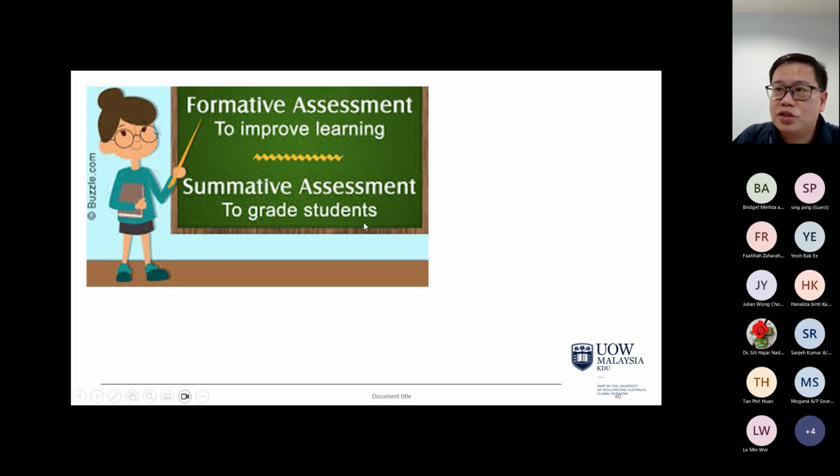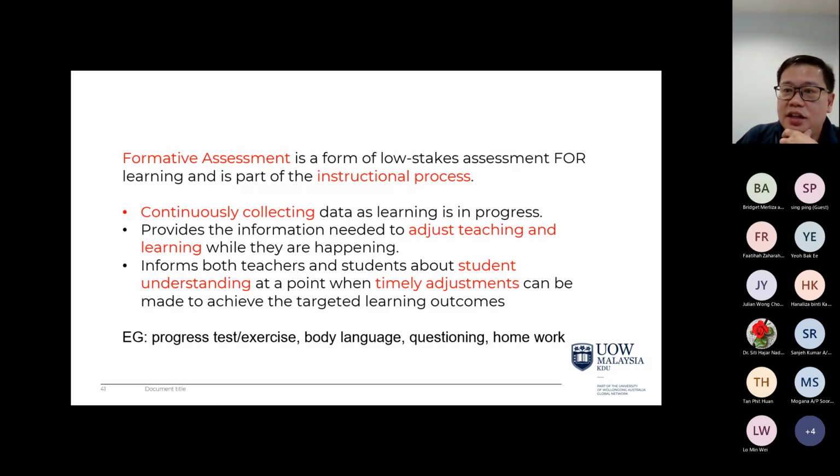Okay. So formative assessment and summative assessment, as I stressed earlier, this is just to touch on a little bit. To improve learning is formative, to grade students is summative. All right. So formative assessment is a form of low-stakes assessment for learning and is part of the instruction process. When we talk about formative, it's continuously collecting data as learning progresses, providing information needed to adjust teaching and learning while that is happening. So based on the assessment and the feedback that you get, you adjust the way that you deliver so that students can understand you better.